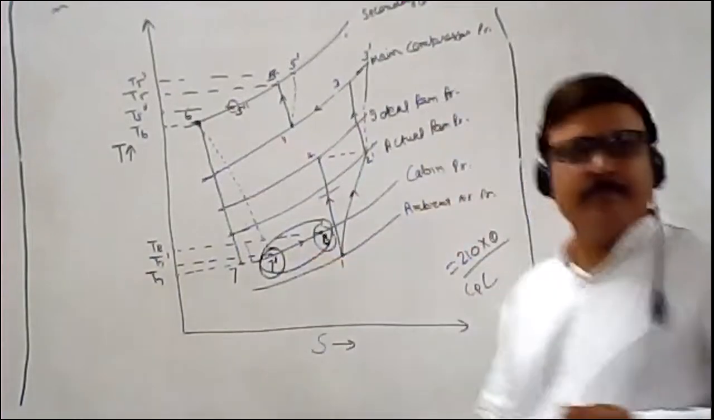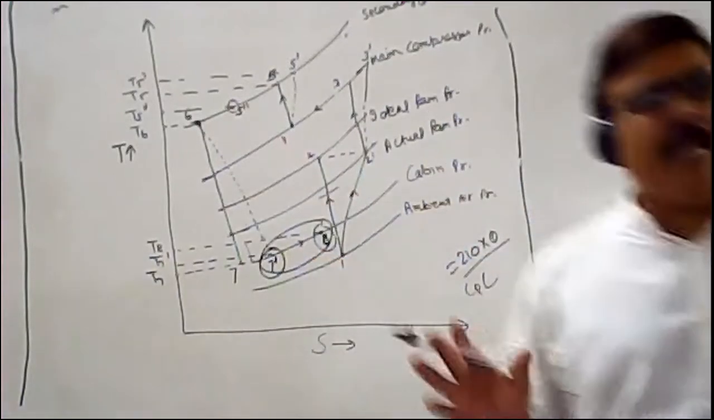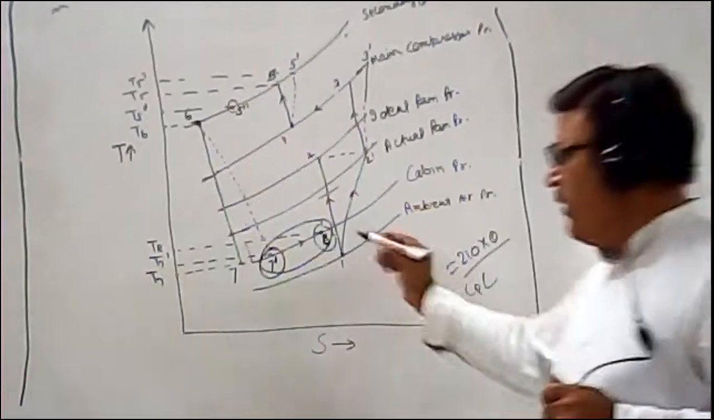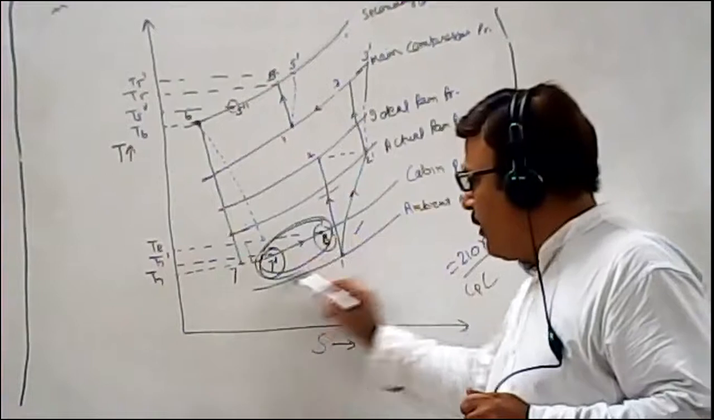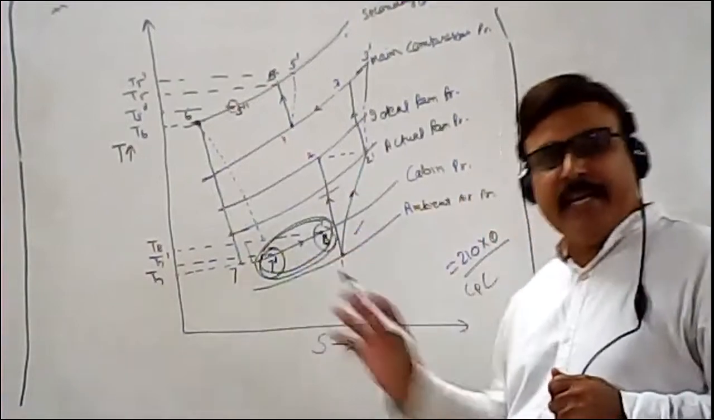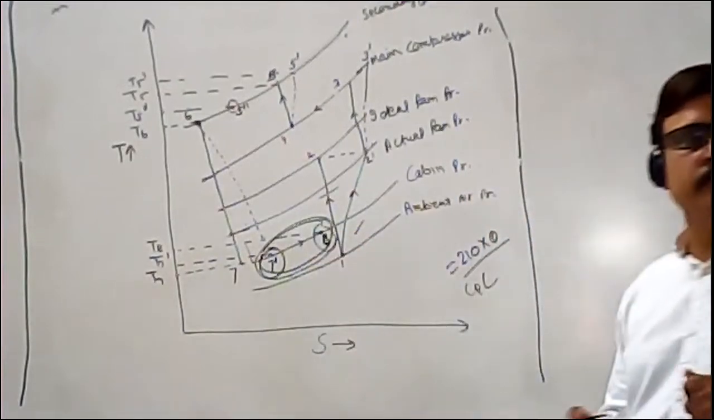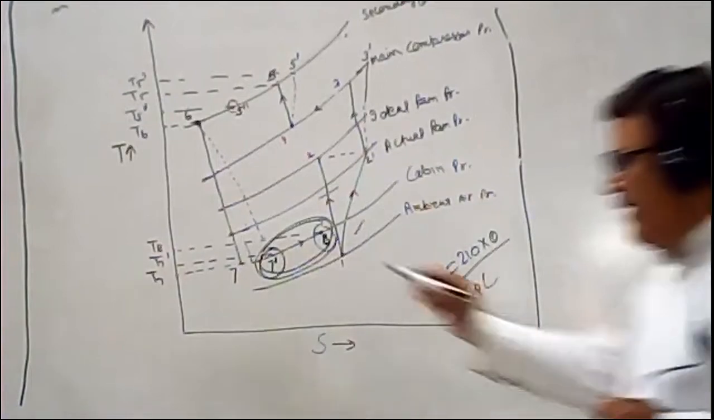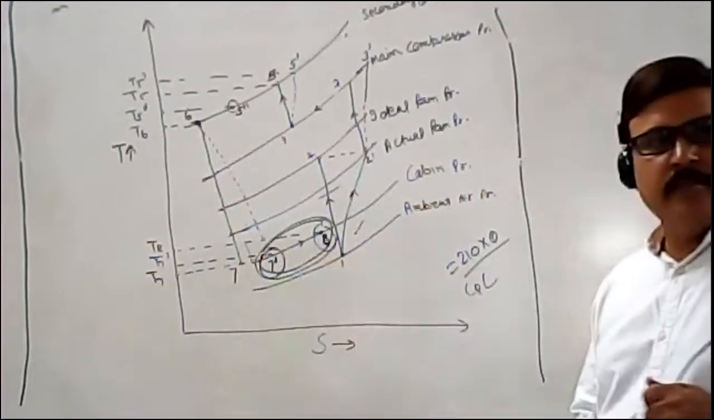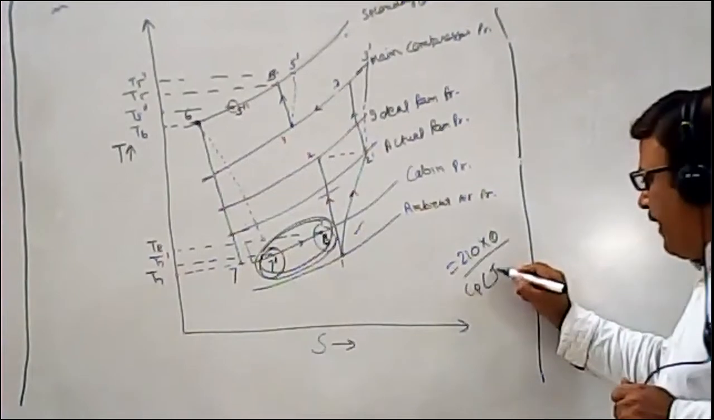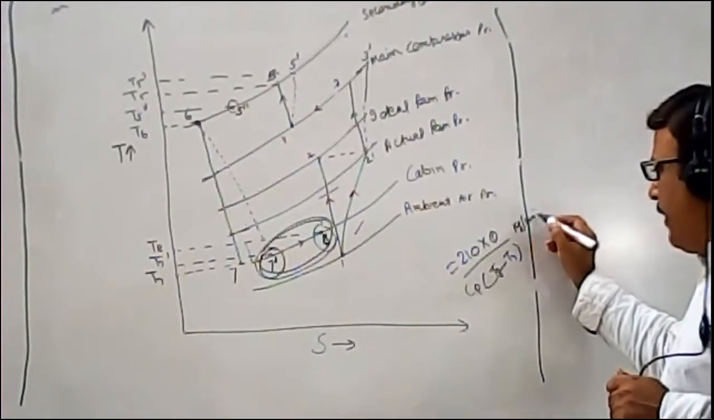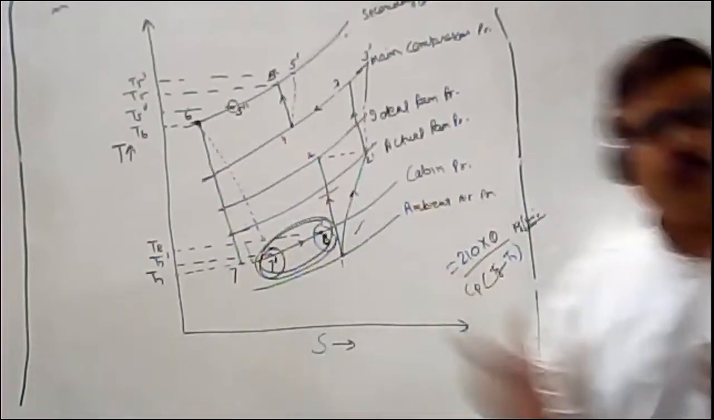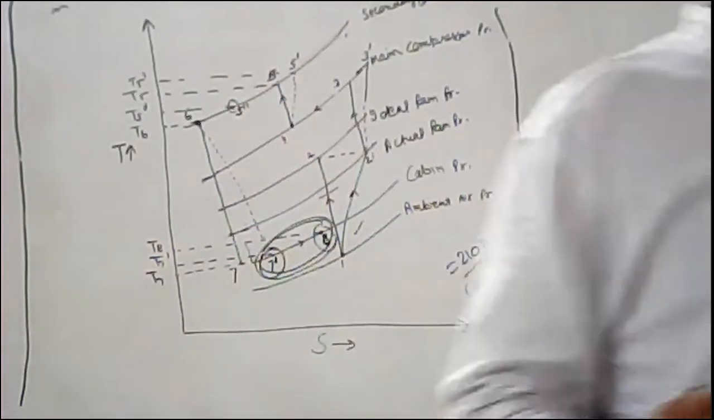Look here, do not cram any formula. First you have to draw this TS diagram. Then see which temperatures are coming, and you have to mention those temperatures in the formula. So here T8 and T7 dash, so T8 minus T7 dash. This many kilograms per minute of cooling air is passing through your cabin, from where it will take the heat load.